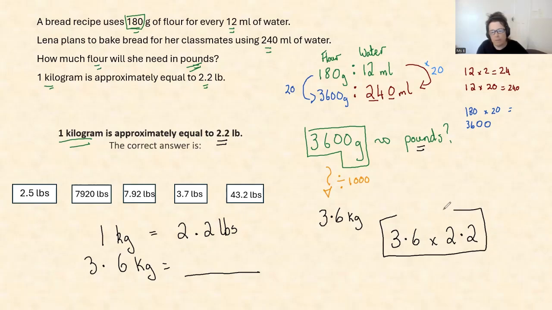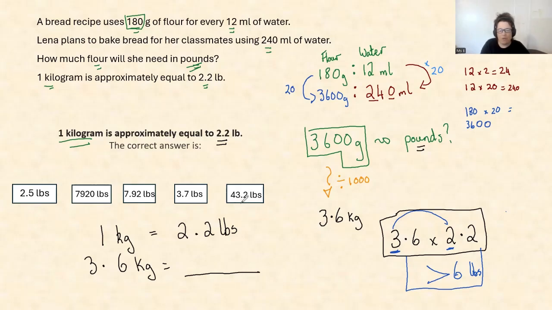Before we go calculating, let's save some time. What do you think the answer might be as an estimate? Well, I know that 3 is a whole number, 2 is a whole number. 3 multiplied by 2 is 6. So I know that my answer is going to be greater than 6 pounds, but it's probably going to be less than 8 pounds.